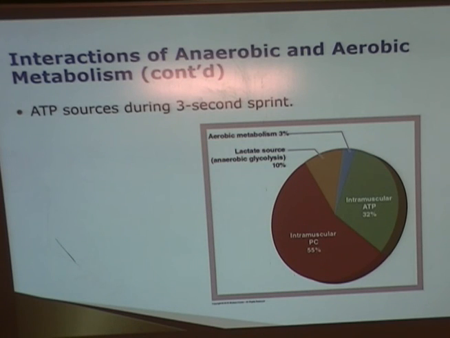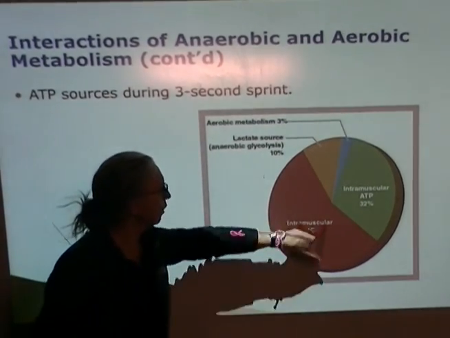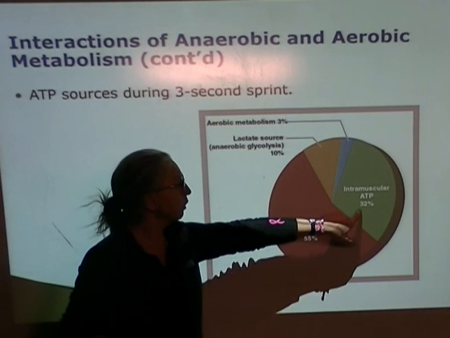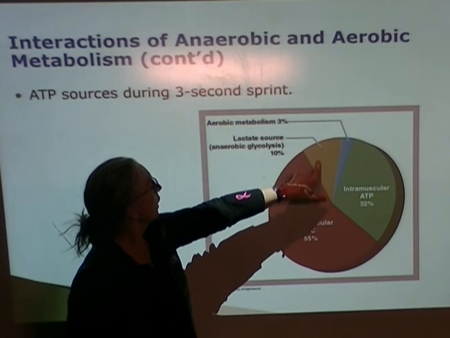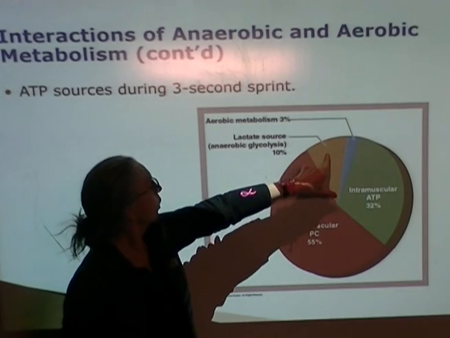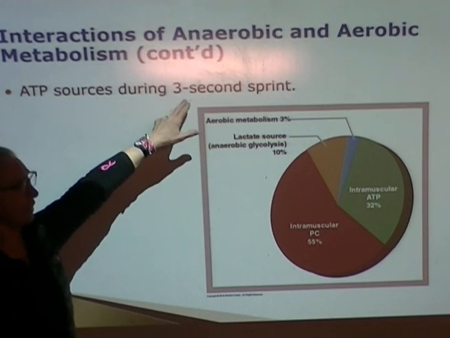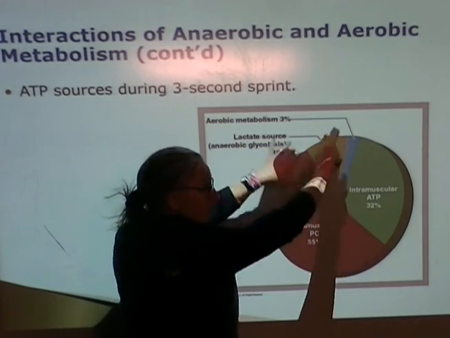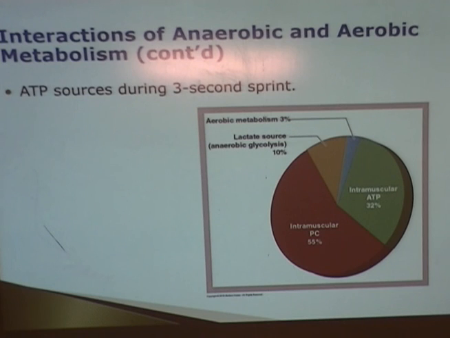And then this is just another kind of visual to that. So this is for a 3-second sprint. About 55% of your ATP is coming from phosphocreatine, 32% is coming from your stored ATP. We've got a little bit of lactate glucose and about 3% aerobic metabolism, right? But that's only a 3-second sprint. The longer I go, the smaller the red and green get, the bigger the others get. Okay?